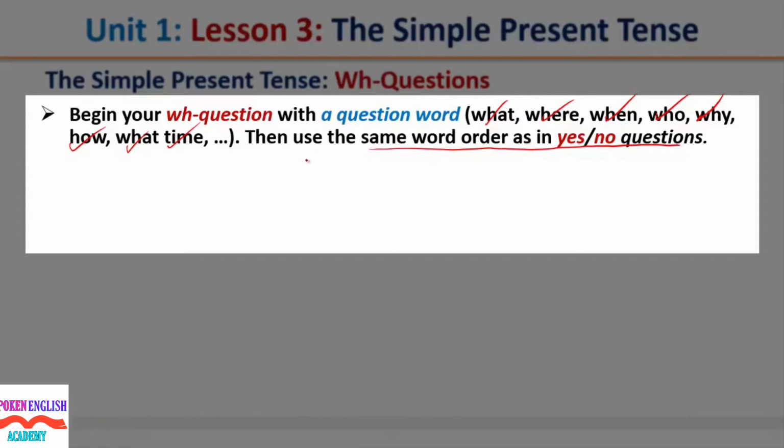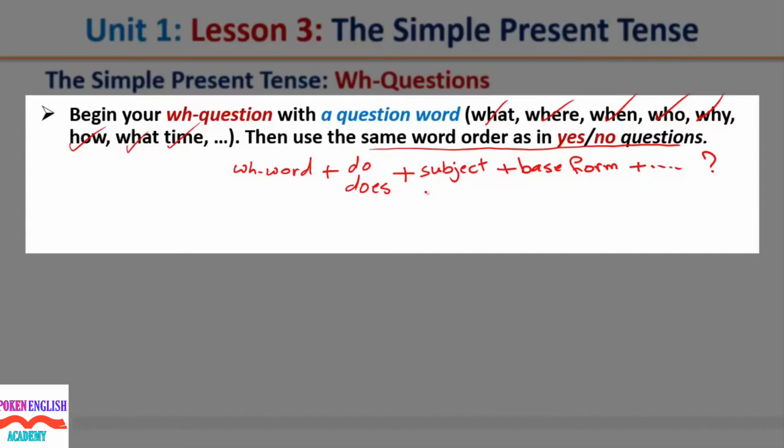This means that we start the question with the WH word plus do or does plus the subject, plus the base form of the verb, and then complete your question.